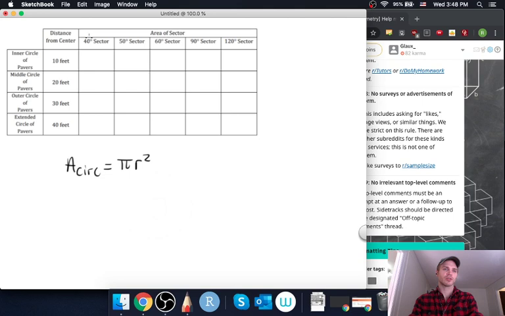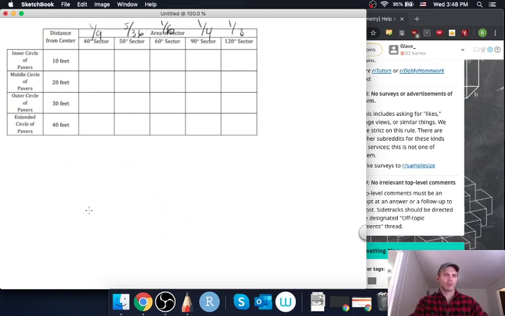Okay, so all of these are going to be 1/9. All of these are going to be 5 over 36. All of these are going to be 60 over 36, which is 1/6. And then this is going to be 1/4. This is going to be 1/3. And that'll be the fraction of the circle that's accounted for by each one.